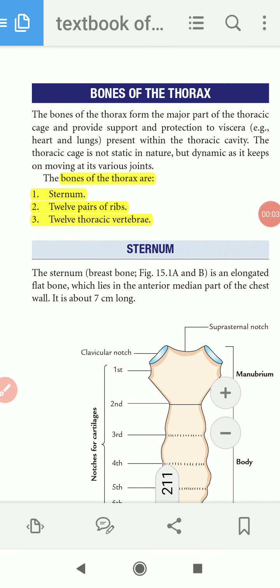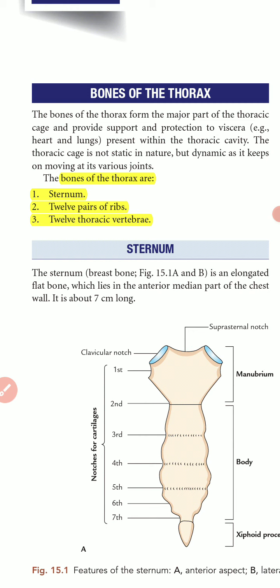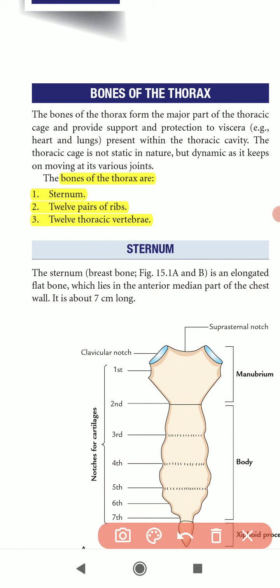Today we'll talk about the bones of the thorax, and the first bone will be the sternum. This is from Wisdom Singh, the textbook of anatomy by Dr. Wisdom Singh, an Indian writer. So, bones of the thorax.